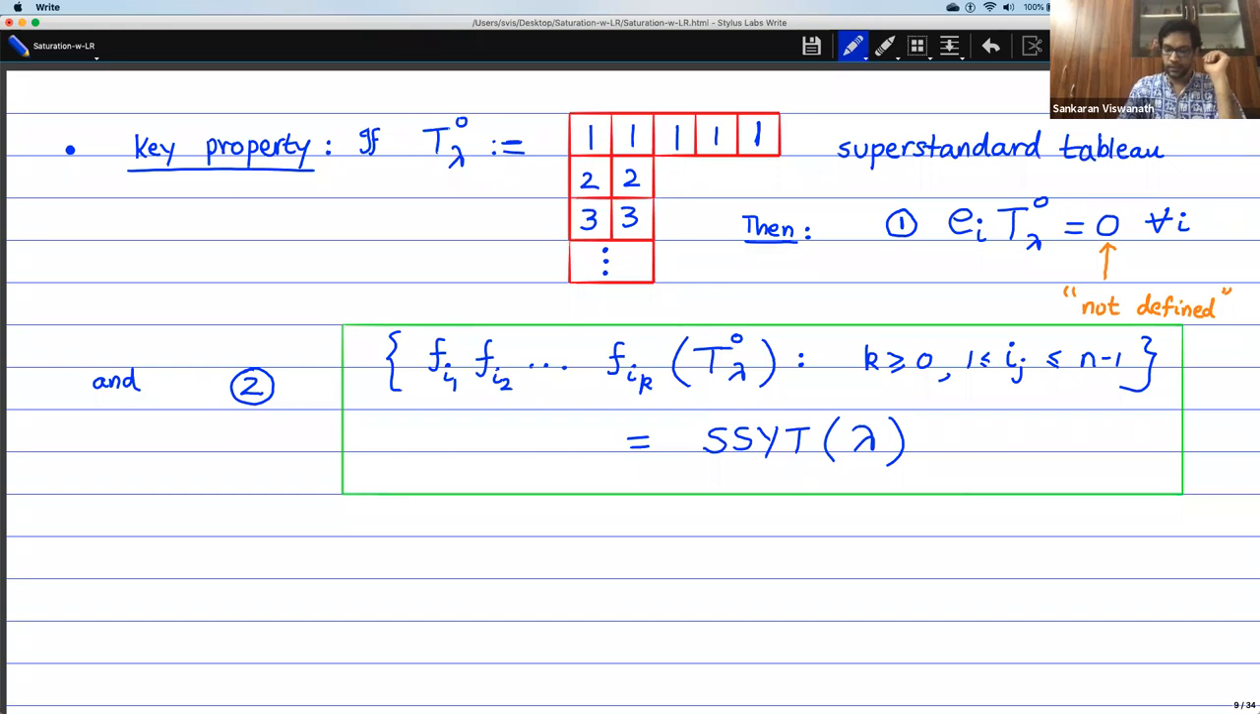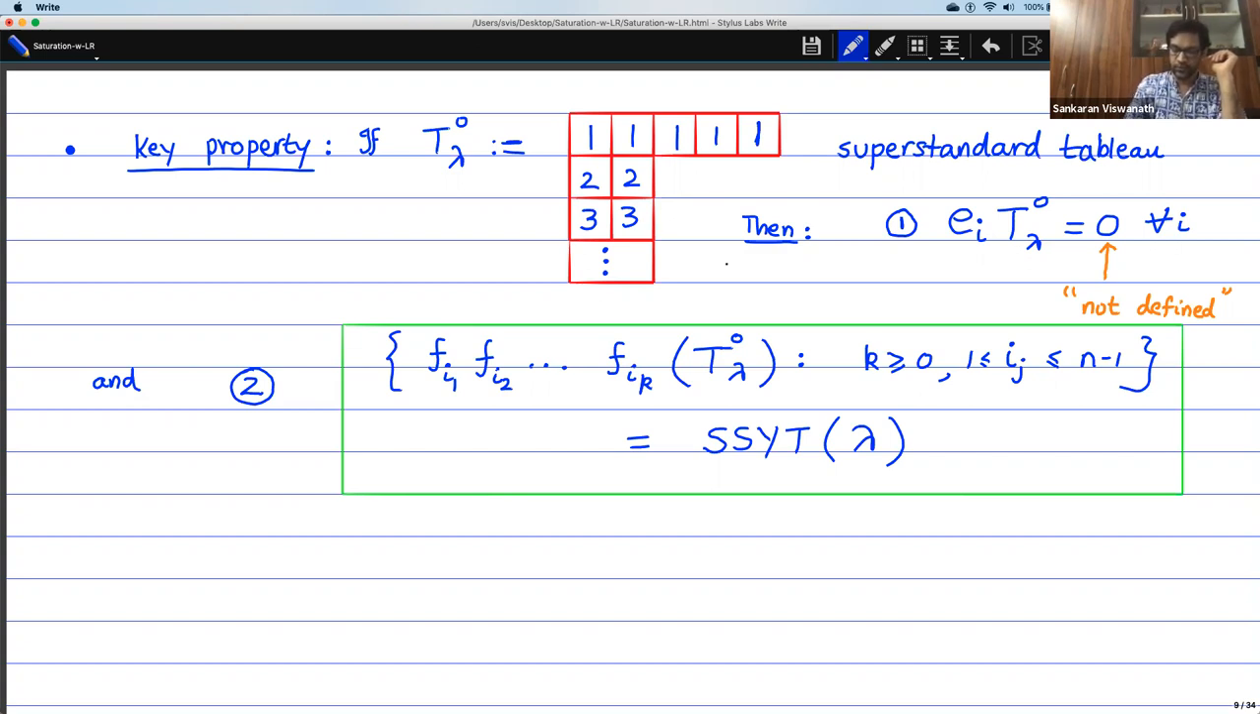So here are the key properties of these crystal operators. If I take my shape lambda, for example, here is the shape lambda, and I look at the superstandard tableau on that shape, by which I mean you just fill all the ones in the first row, the twos in the second row, and so on. This is a special tableau on that shape. Then one has the following 2 properties. First, the superstandard tableau is killed by all the e_i's. In other words, e_i acting on this is not defined for all i.